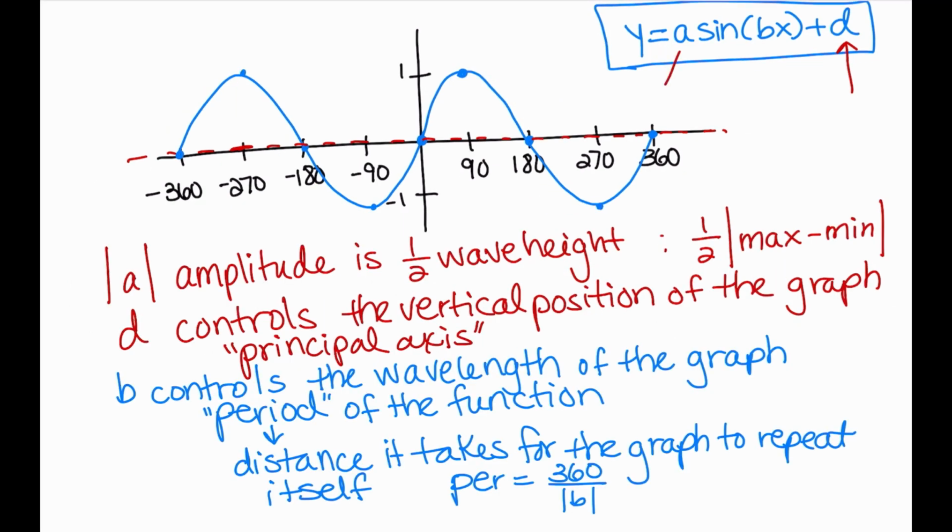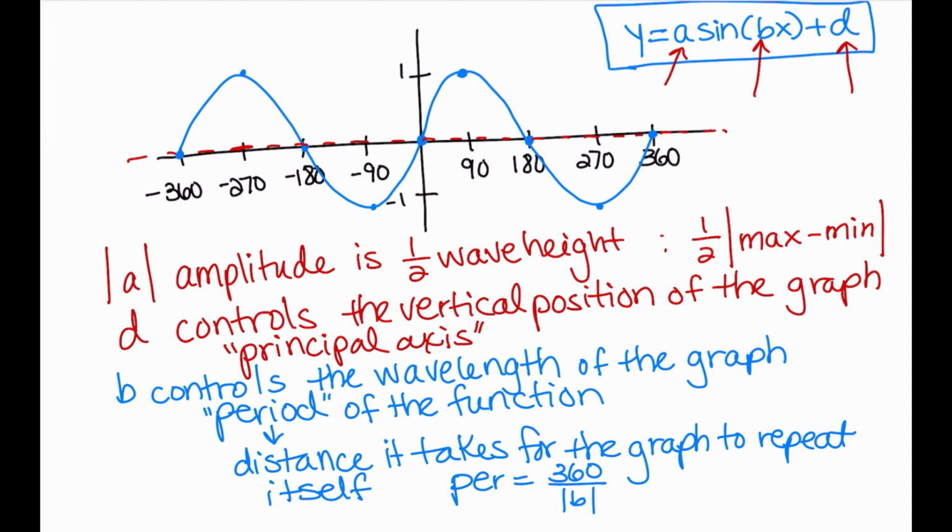So we talked about A as being the amplitude. We talked about D as being the principal axis, basically that vertical shift. And now what we have left to talk about is this B right here. B controls the wavelength of the graph. This is called the period of the function. And by period, we're talking about the distance it takes for the graph to repeat itself.